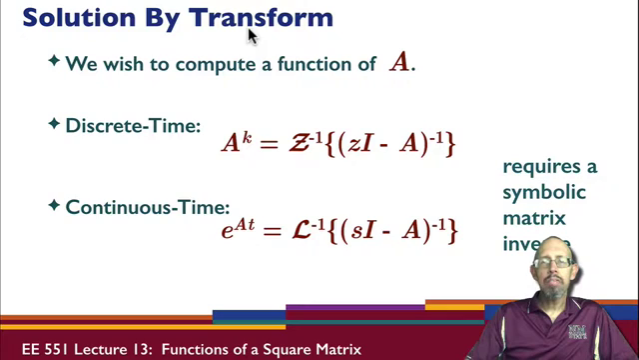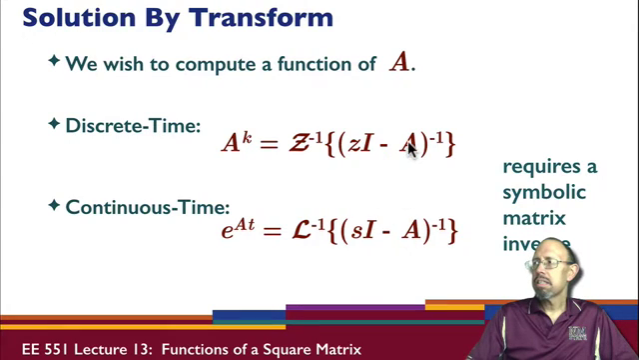We wish to compute a function of the matrix A. For example, in discrete time, we have the state transition matrix A to the power k. In continuous time, we have the function e to the At. And so, in discrete time, we can compute A to the power k as the inverse z transform of the quantity zI minus A, quantity inverse. Or we have the inverse Laplace transform of sI minus A, quantity inverse, which is e to the At.